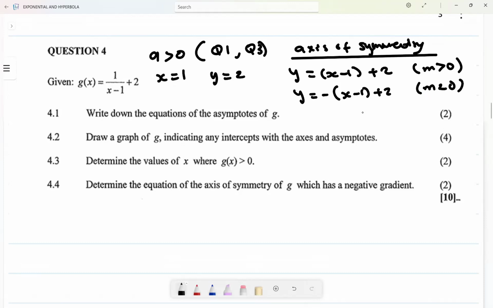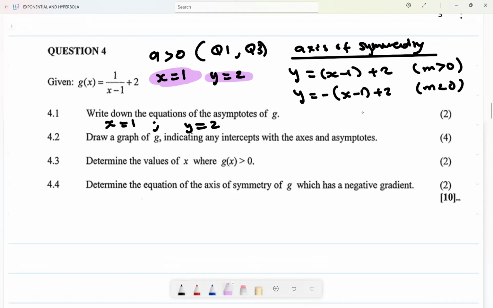We'll see. It says, write down the equation of the asymptote of G. These are the asymptotes, guys. X is equal to 1 and y is equal to 2. Easy. And just say and, not or. If you do not know these words, just use a comma, guys, and leave it.